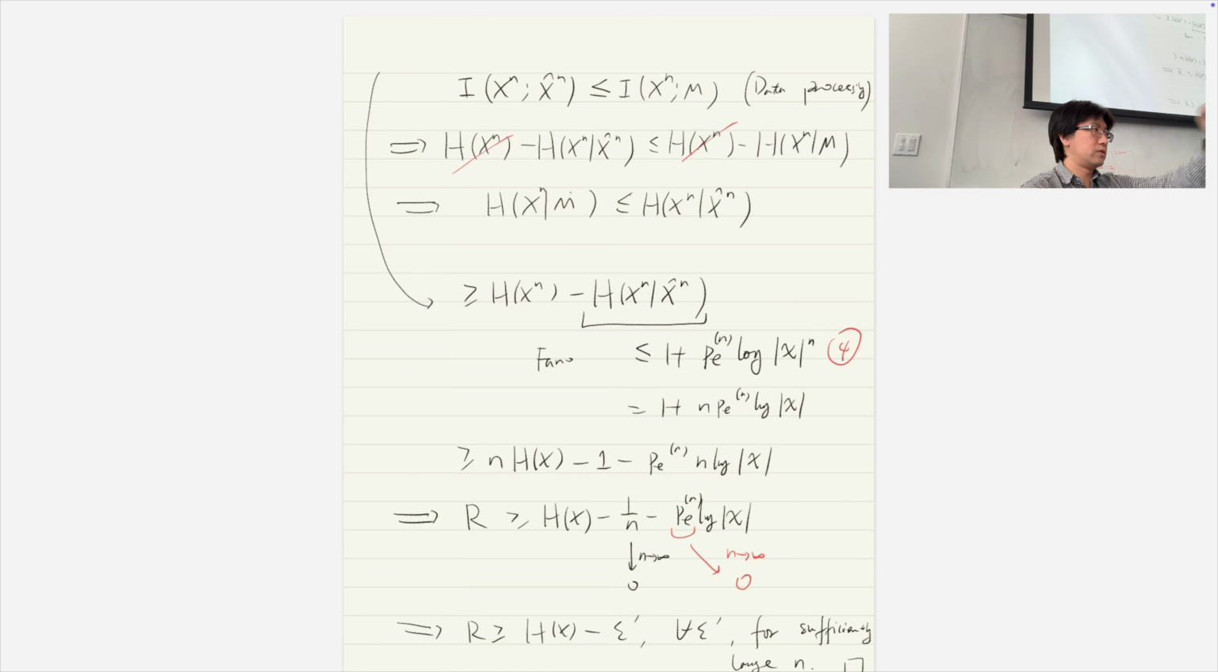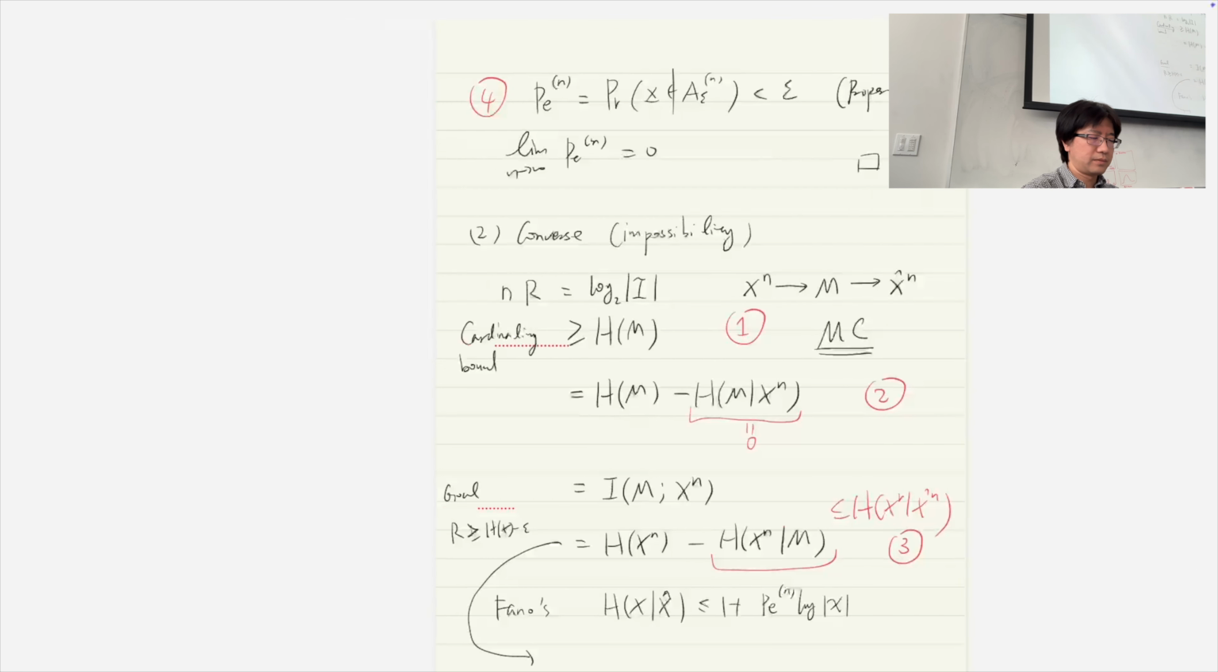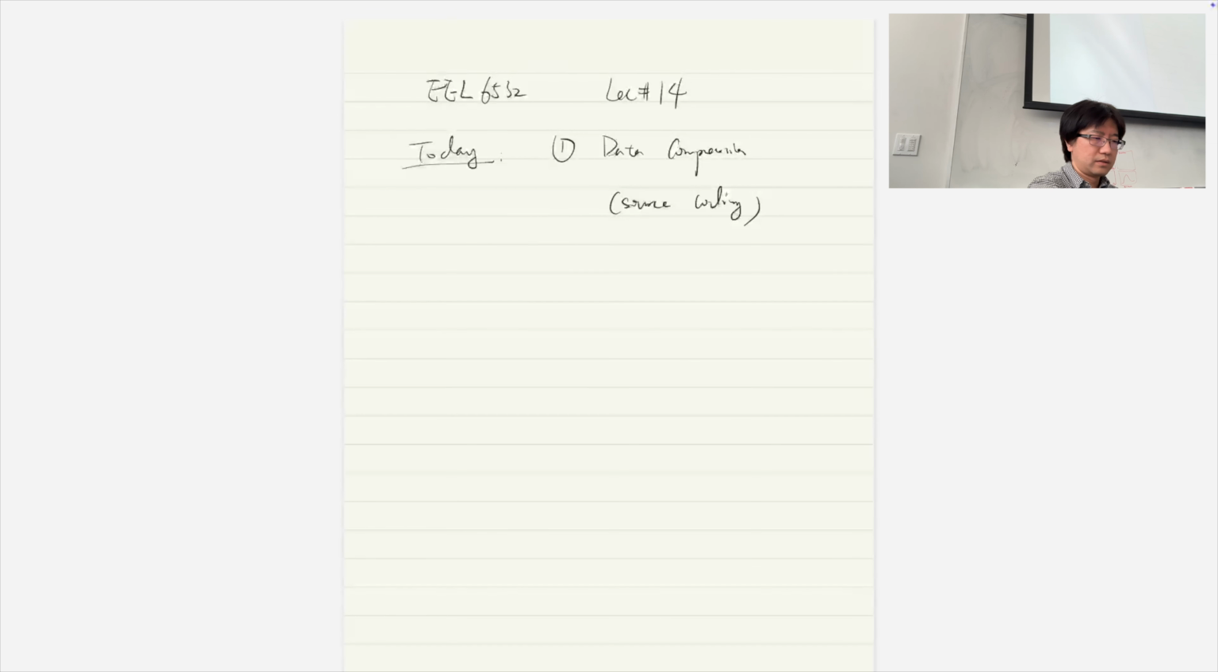All right, we still have some time, so let's start another topic. Now we focus on DMS, discrete memoryless source. Next we're going to see what happens if we have a source with memory.